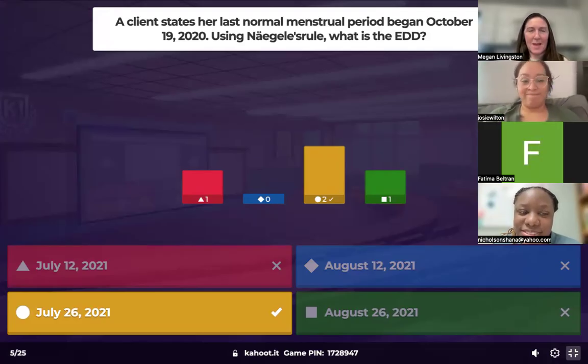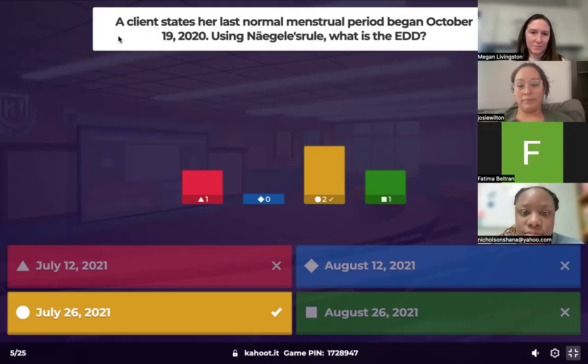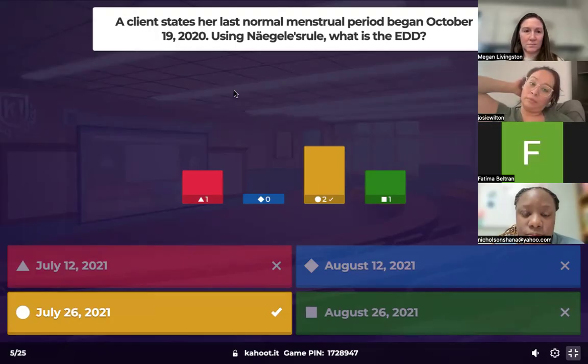Sorry. It's going to be way easier when you do your test because you can write it out and use paper, your dry erase board, and take your time. With Nagel's rule, it's the first day of the last menstrual period, add a year, subtract 3 months, and then add 7 days. So in this instance, it would be July 26th of 2021.